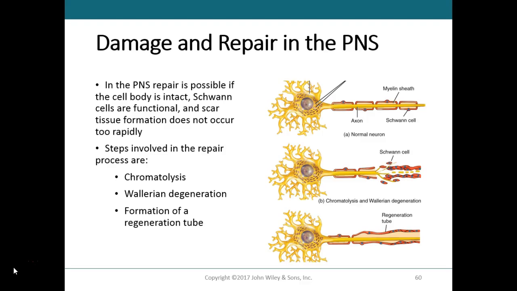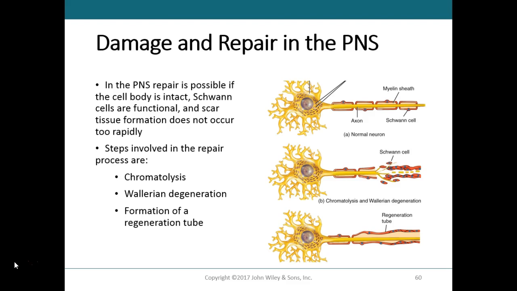In the peripheral nervous system, there is some repair possible, as we mentioned earlier, under two conditions: if the cell body is still intact and if the Schwann cells are still functional, and if the damage is not severe enough that the scar tissue does not form extremely rapidly. So the steps involved in the process of regeneration in the peripheral nervous system are chromatolysis, Wallerian degeneration, and the formation of a regeneration tube.